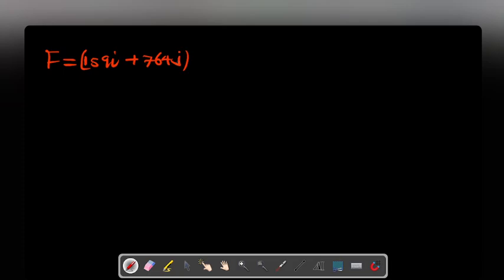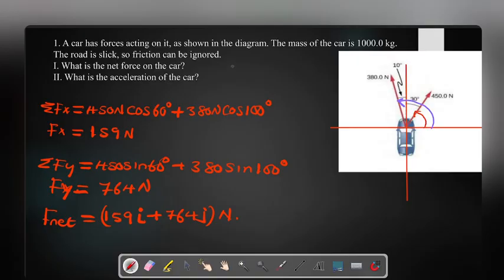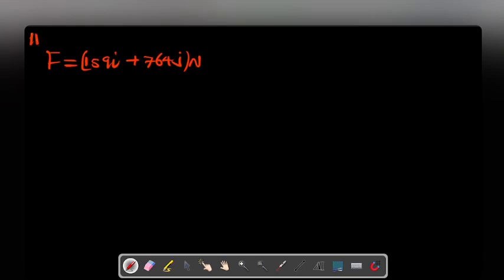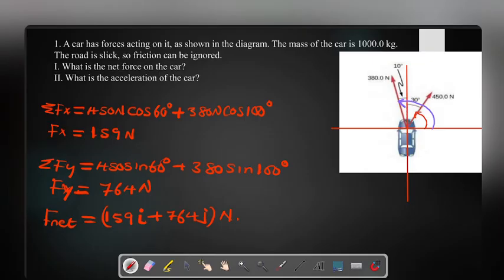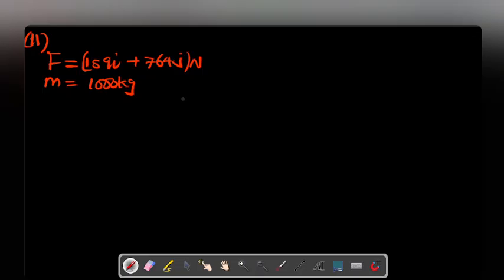So 764, that is in newtons. This is what we have. And also we have the mass of this car, which is 1000 kg. That's the mass of this car. So the question is asking us to find the acceleration of the car.